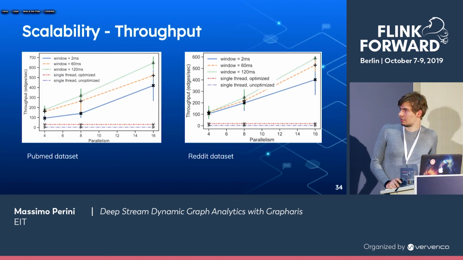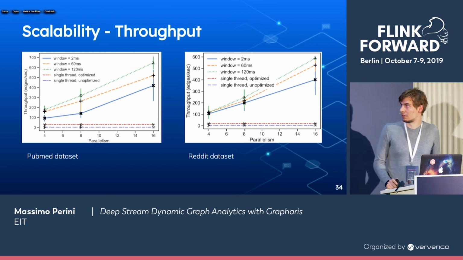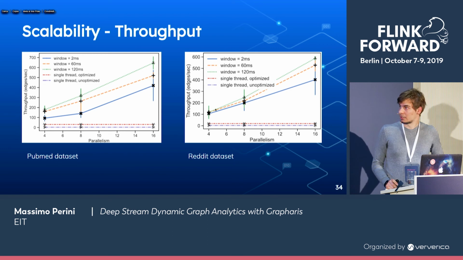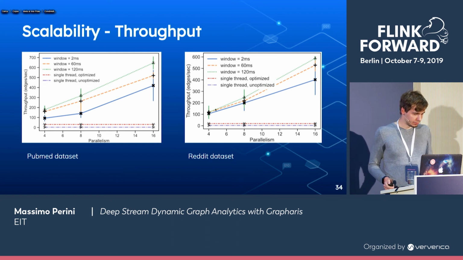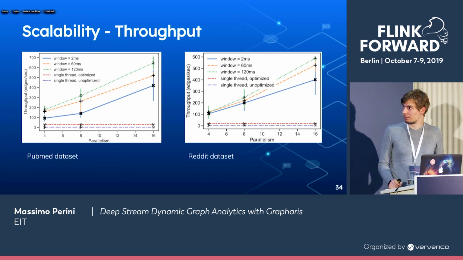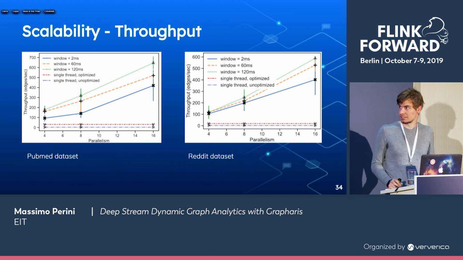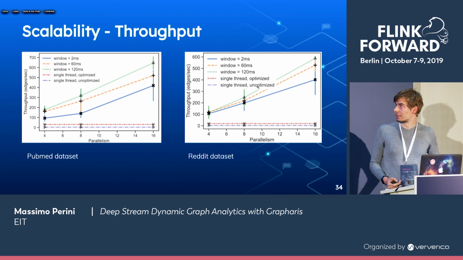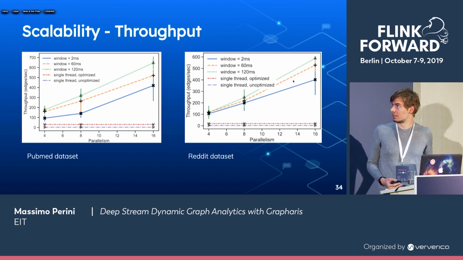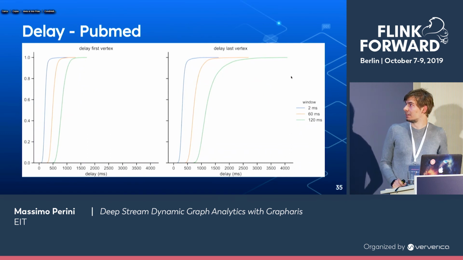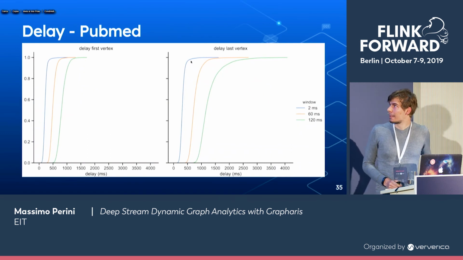This is the scalability throughput, the scalability of the online inference method compared to a single thread performance. As can be seen, our method scales with the number of workers. We used 1, 2, and 4 workers, each one with 4 task slots. And we also tried different window sizes. As can be seen, the bigger the window size, the higher the throughput. But at the same time, the bigger the window size, the higher the delay.